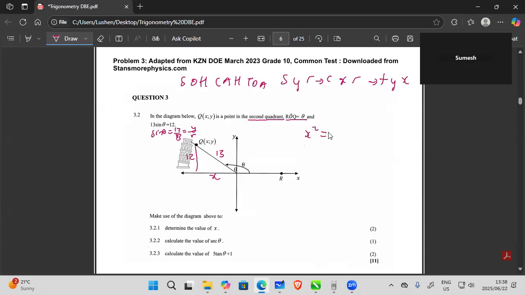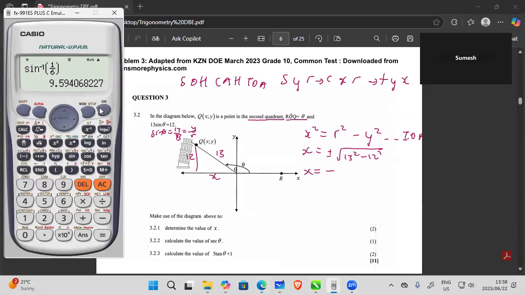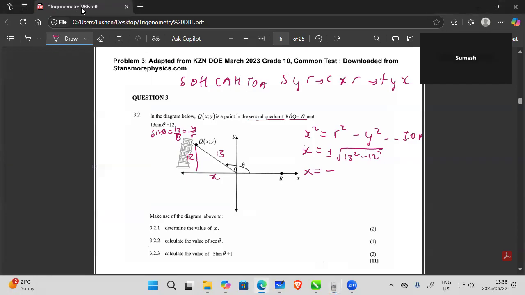x squared is equal to r squared minus y squared. Just call that the theorem of Pythagoras. Please, we have to write the theorem of Pythagoras. It's a geometry concept, so we have to write the reasoning with it. Therefore, x is equal to plus or minus the square root of 13 squared minus 12 squared. And that will give us some answer. But then x has to be negative. So let's check what that answer is. The square root of 13 squared minus 12 squared is 5. So I'll give you minus 5. So x is equal to minus 5.